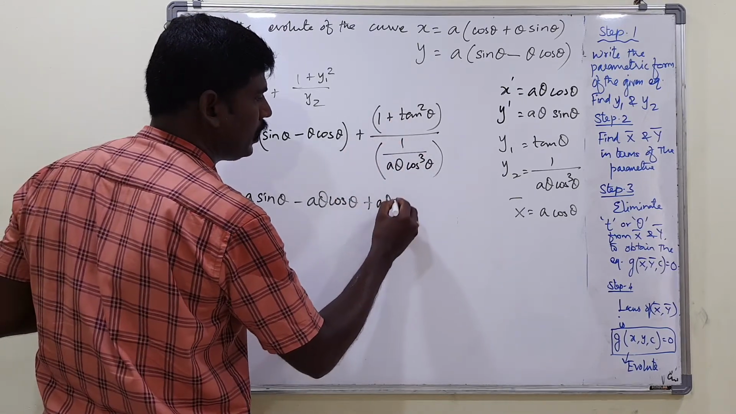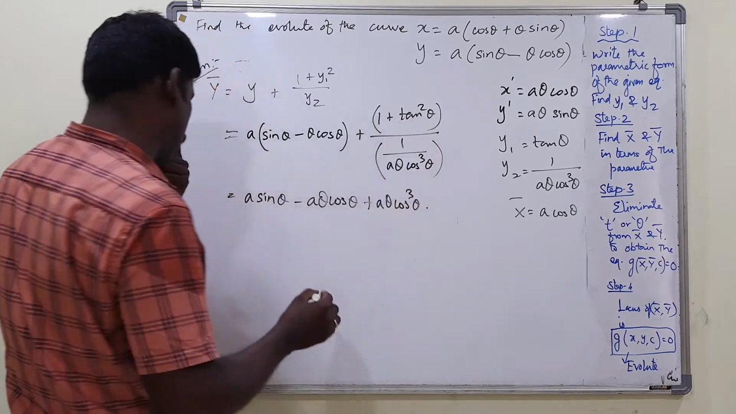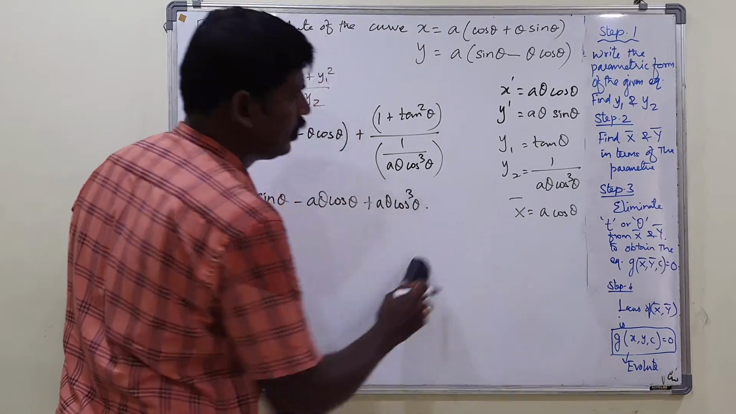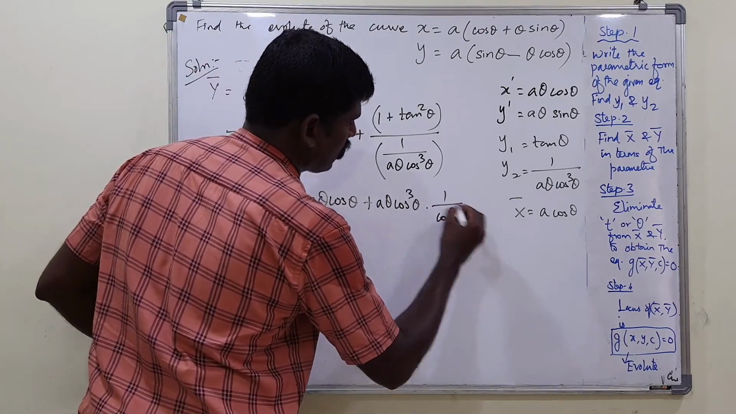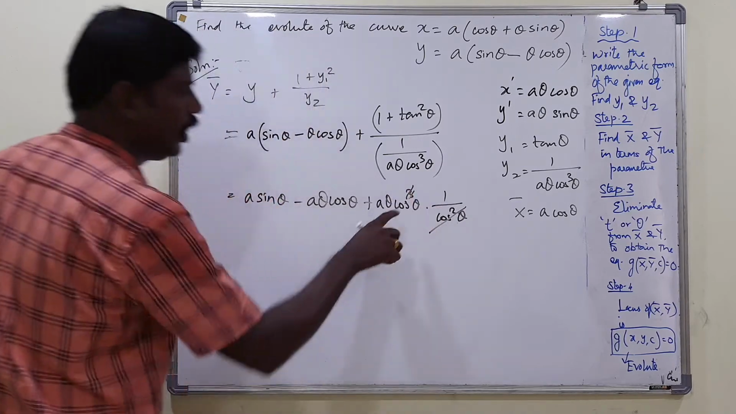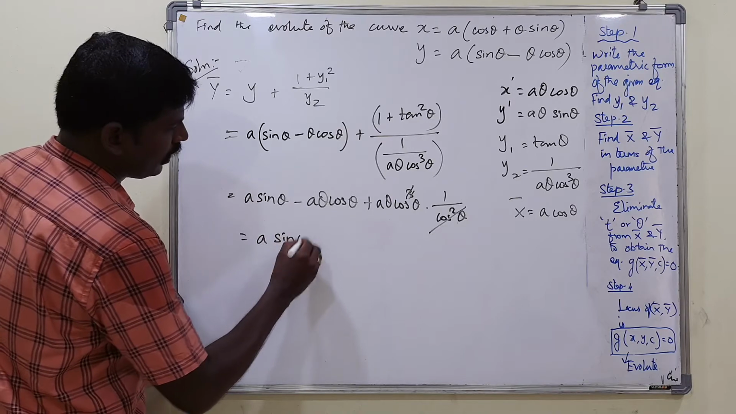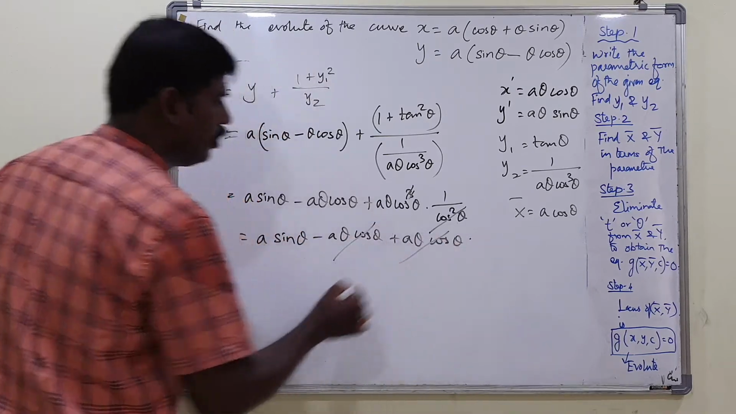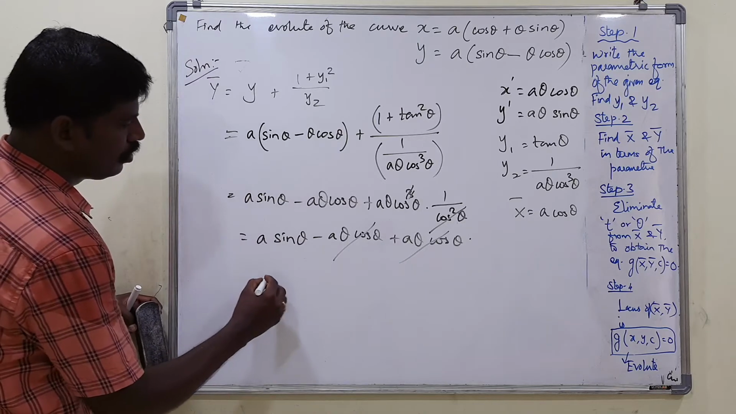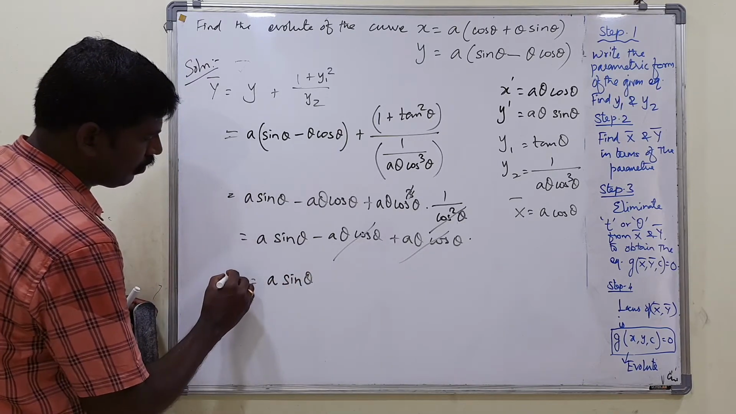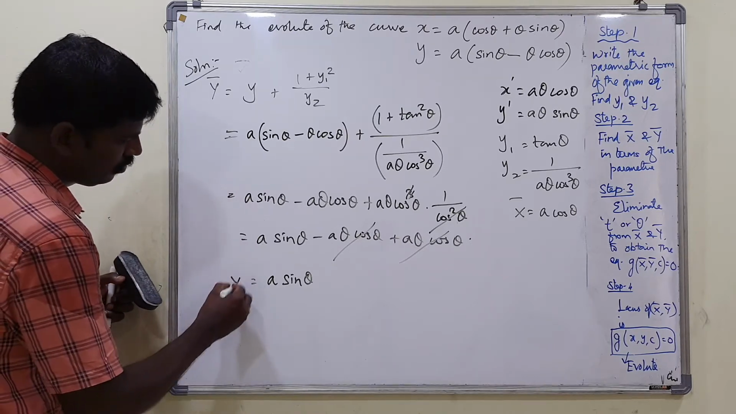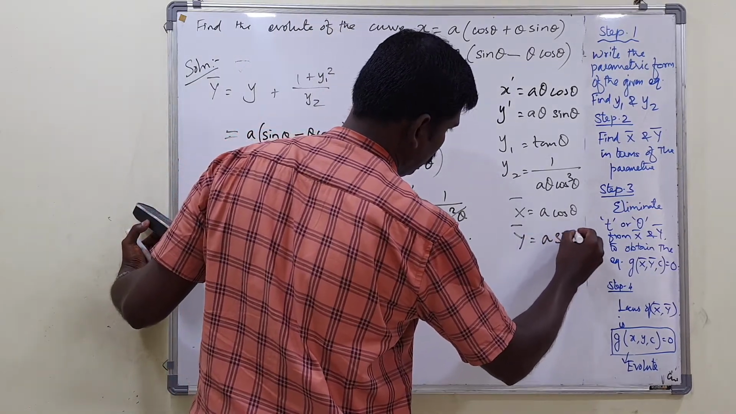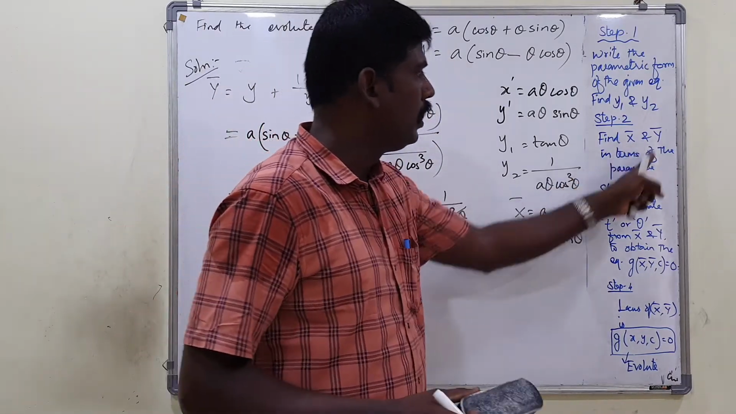this goes to the numerator by taking reciprocal multiplication. A theta cos cube theta into 1 plus tan square theta is secant square theta, isn't it? That secant square theta can be written as 1 by cos square theta. So we can strike out that cos square theta with this cos cube theta. So cos theta is remaining. So A sin theta minus A theta cos theta plus A theta cos theta. So we can strike out that minus A theta cos theta with plus A theta cos theta. So remaining A sin theta is the value of y bar. What is y bar? A sin theta. So now I obtained x bar and y bar in terms of the parameter theta.